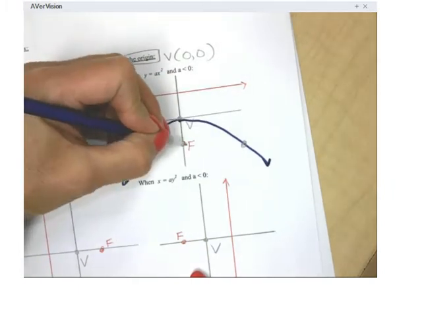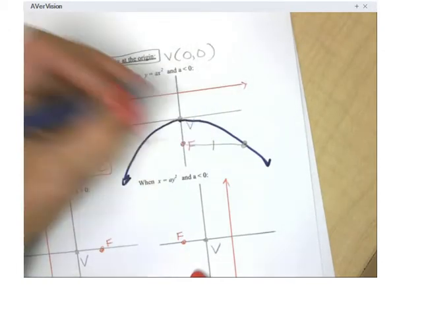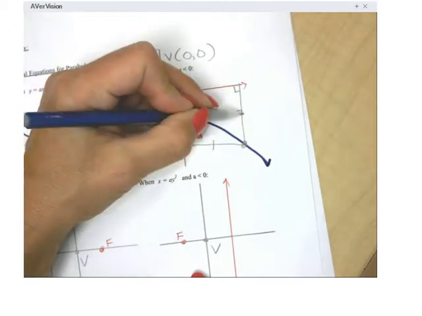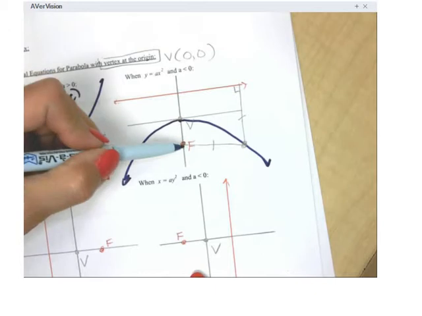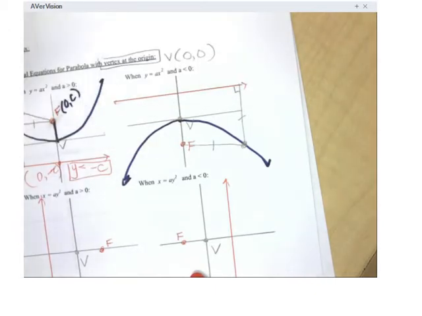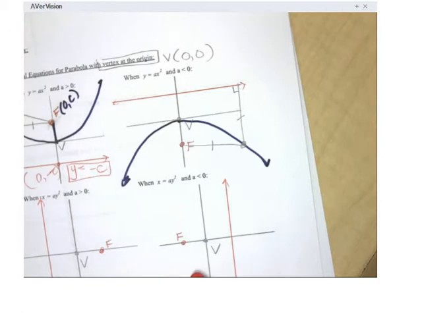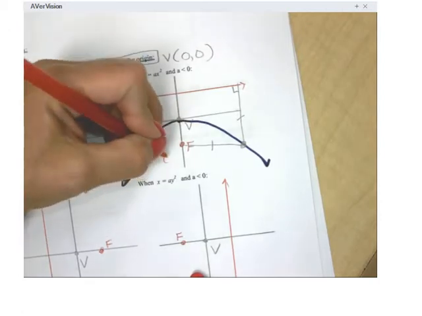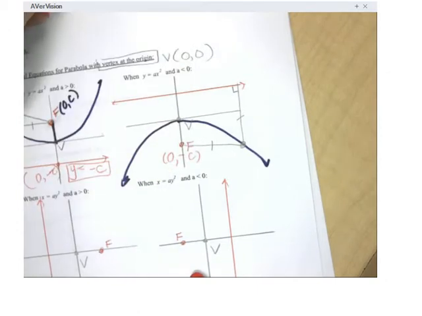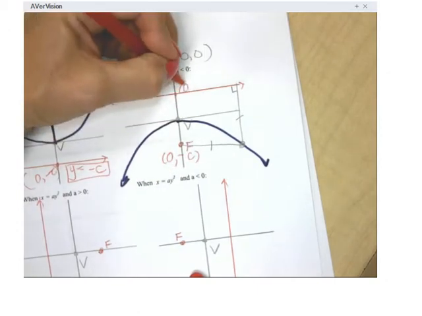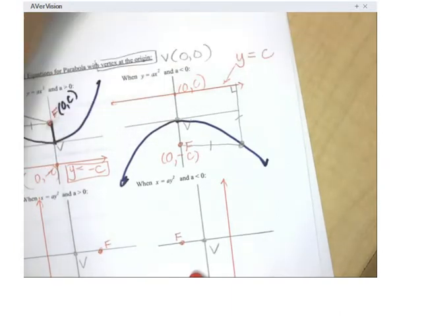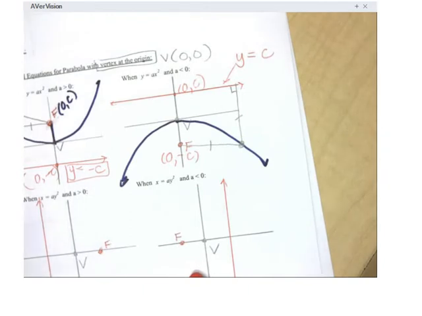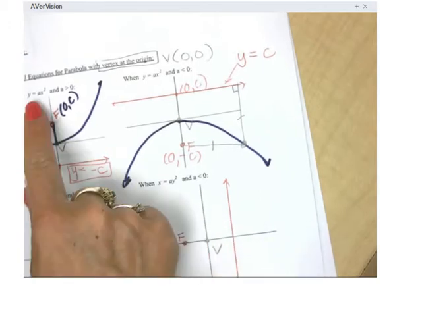And if I curve this correctly, once again, if I pick any point on this parabola, that distance and that distance should be the same. So the set of all points in a plane that are equidistant from a fixed point and a fixed line is the definition of our parabola. Now, this point would end up being the point 0, negative c. This point would be the point 0, c. And the equation of that directrix would actually be y equals c.